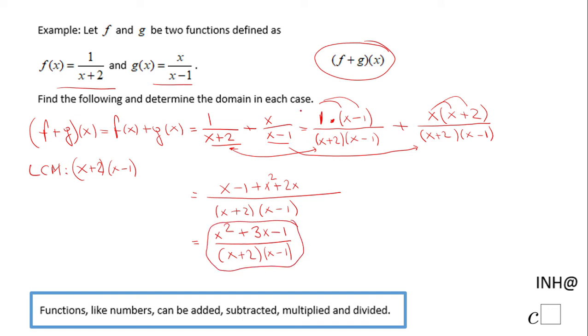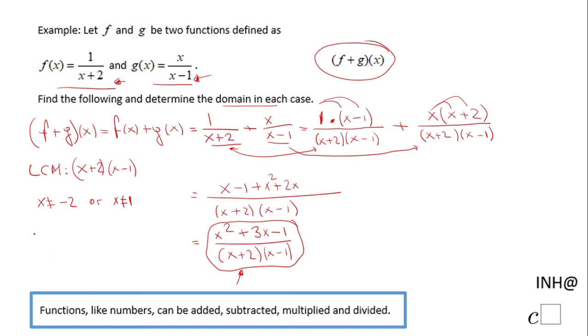And the next thing they ask us is, what is the domain in this case? Okay, so in this case the domain will be any real number excepting -2, because that will make x plus 2 equal 0 and the whole denominator becomes 0, or x minus 1 cannot be 0, so x cannot be 1. And that domain can also be seen here. x cannot be 1 or x cannot be -2.